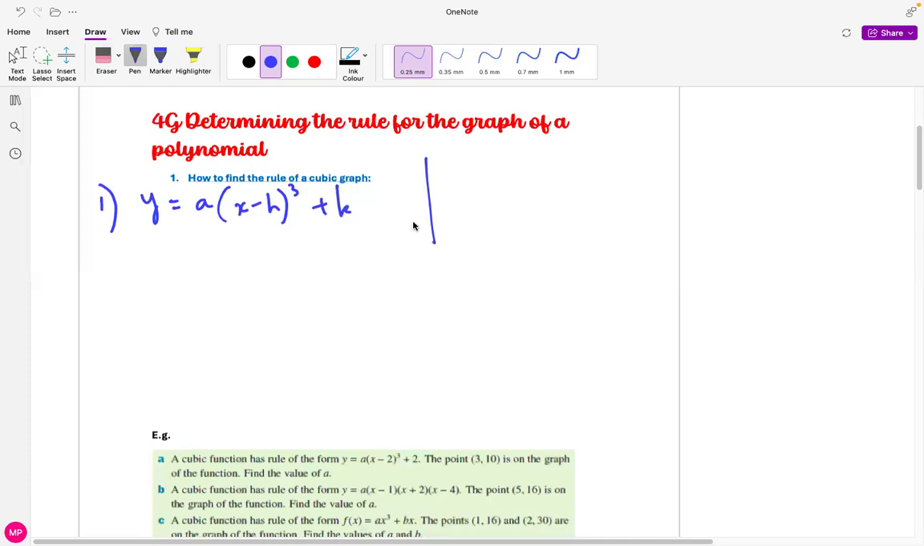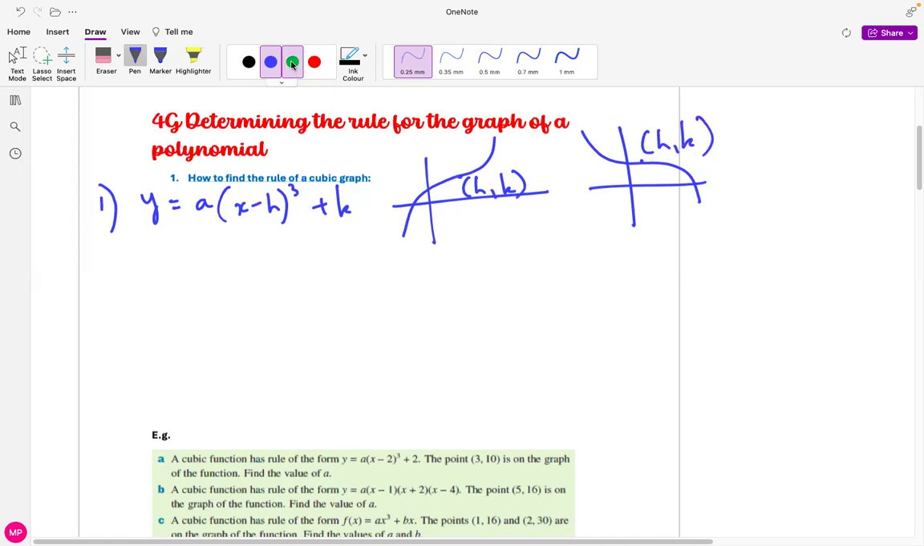h and k is the point of inflection of the graph. So you have here h and k and the graph like that, or the graph will go upside down for a negative cubic. So you use this form if you know the turning point, or you can call it the point of inflection. And they might give you another point somewhere here. If you know another point, you can substitute in for x and y, and you can solve for a.